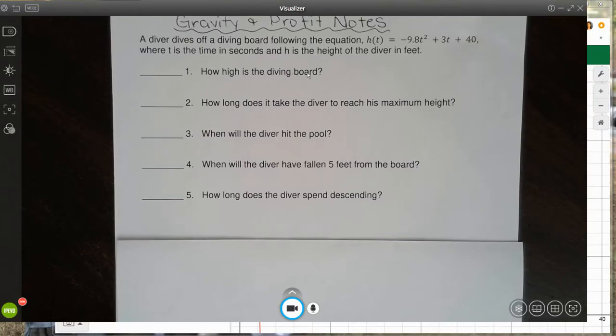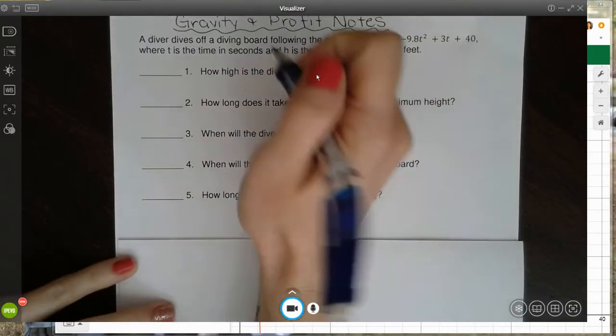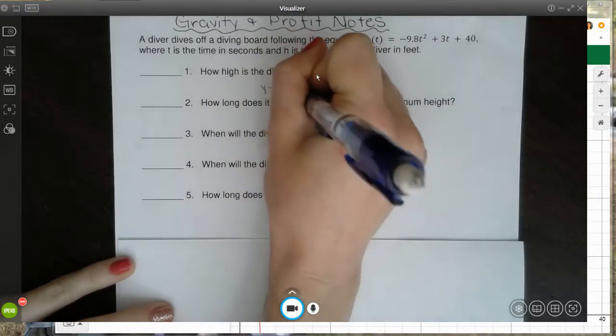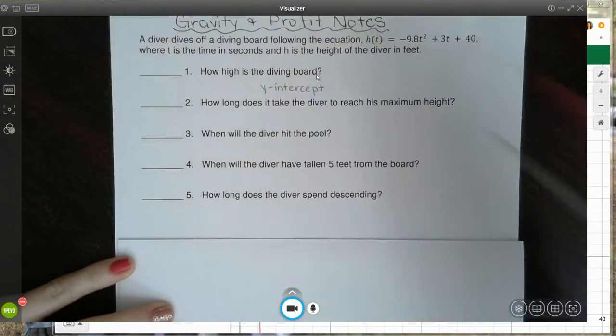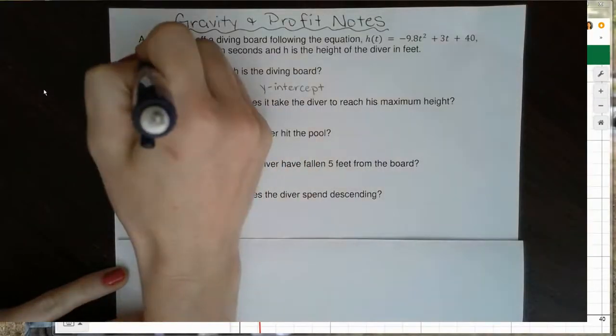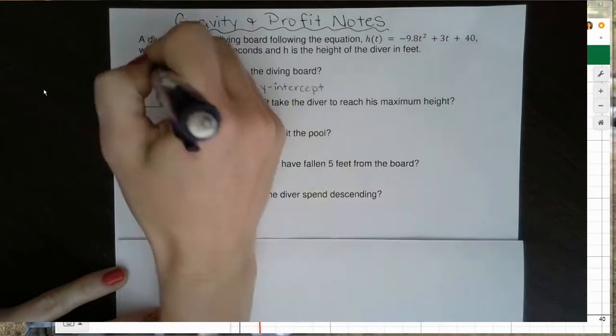So what I'm looking for here, since time is seconds for this dive, is the y-intercept. So I'm going to go back to my graph. I don't really need my graph for this one based on what we did the other day with our equations, because this is my y-intercept, but I can click on the graph and my key feature points will come up. So the height of the diving board is the y value there, so this would be 40 feet.